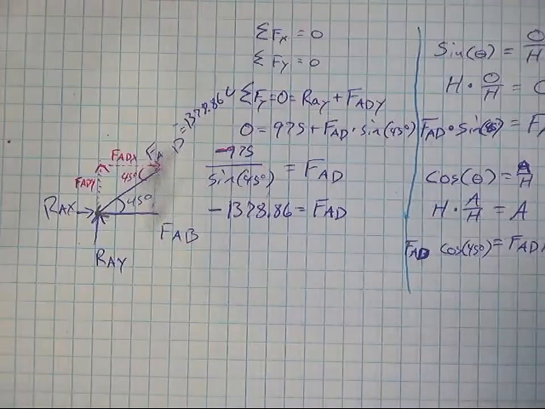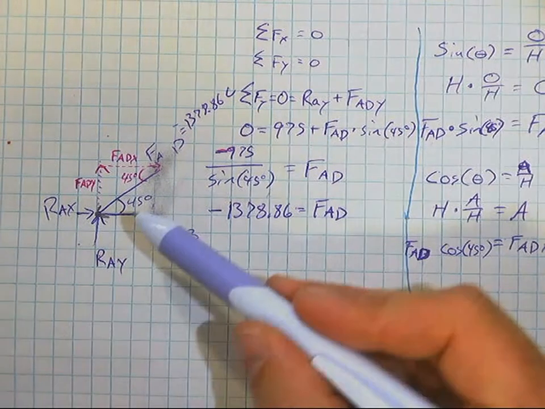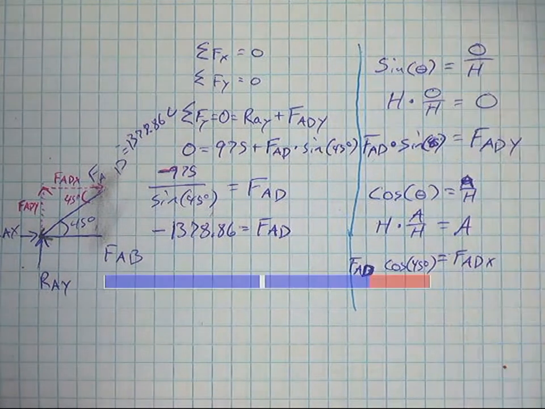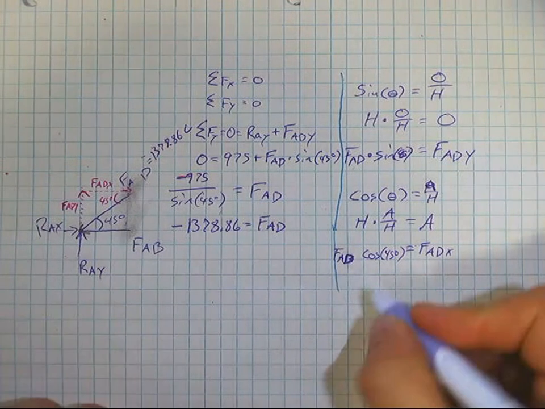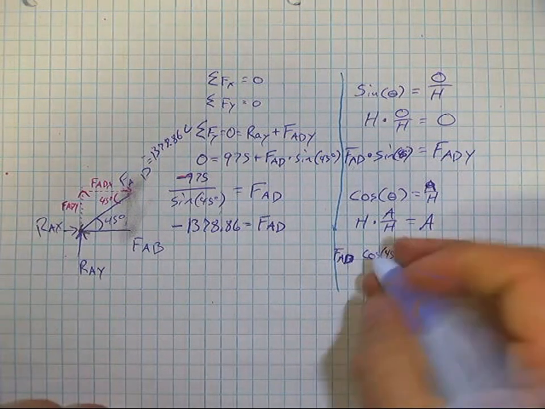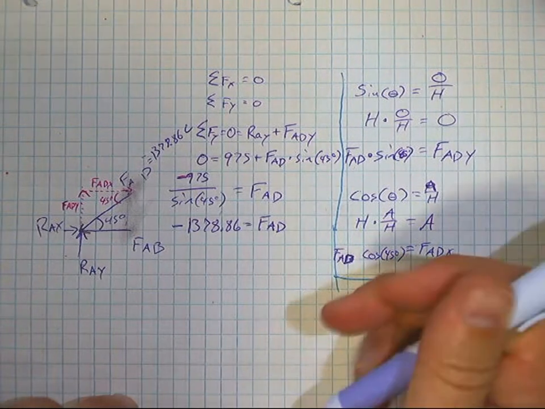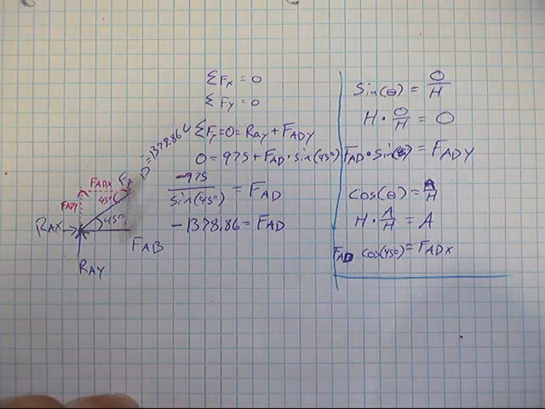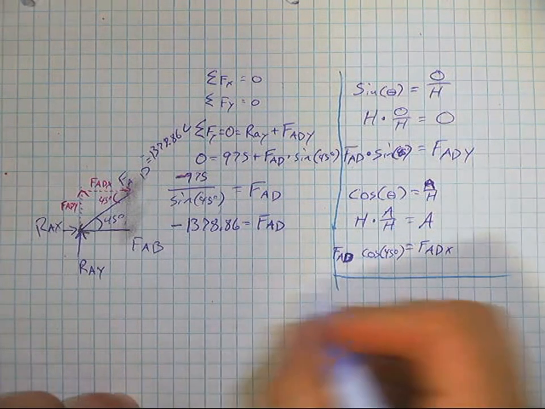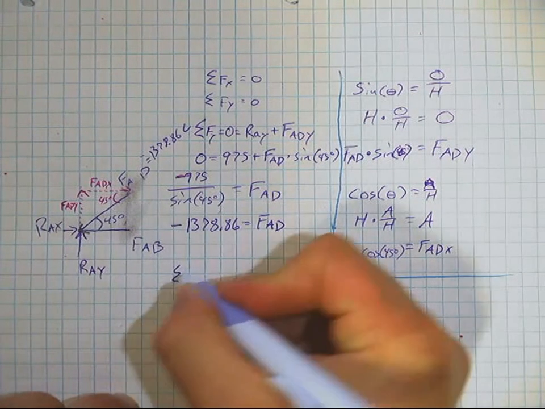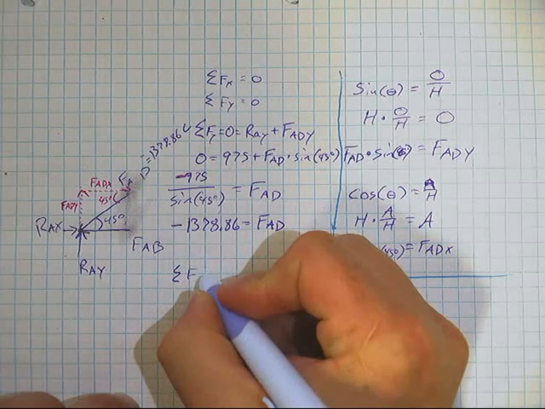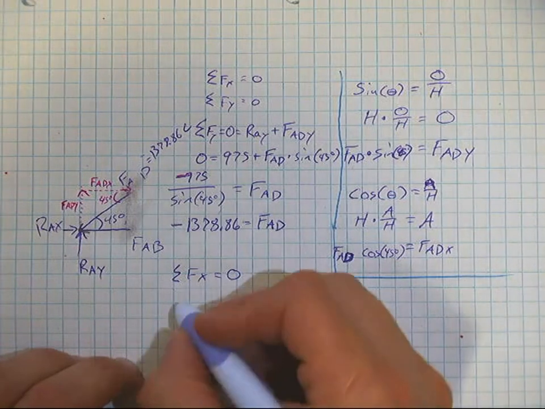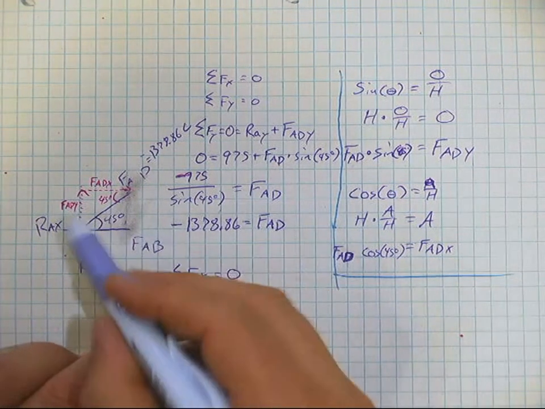So we're going to go on with our problem. We're still working on the A vector, and we're back to our calculation. We're going to start to sum the X forces. For the X forces, we have FADX, one of our X forces. So we restate our formula: the sum of Fx is equal to 0. That means 0 equals all of our X forces.